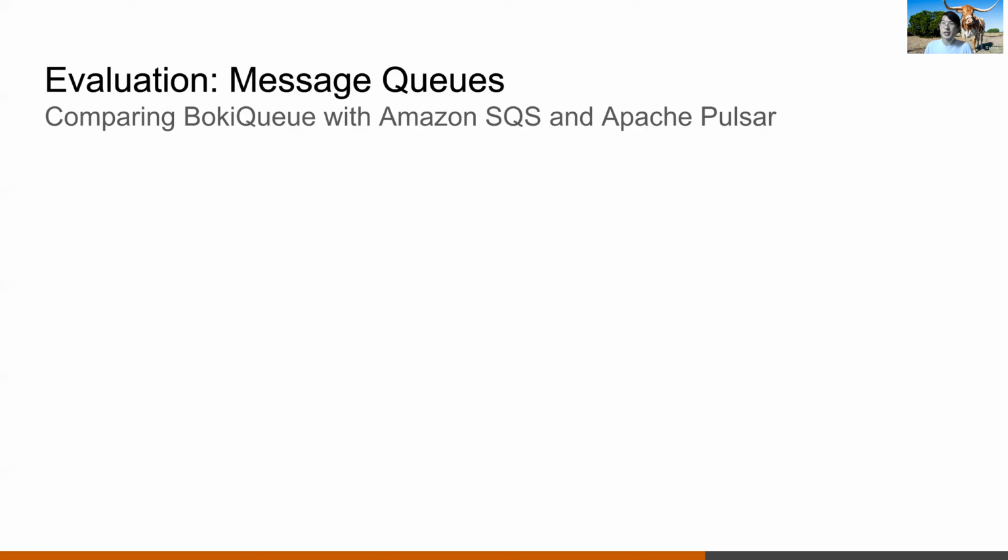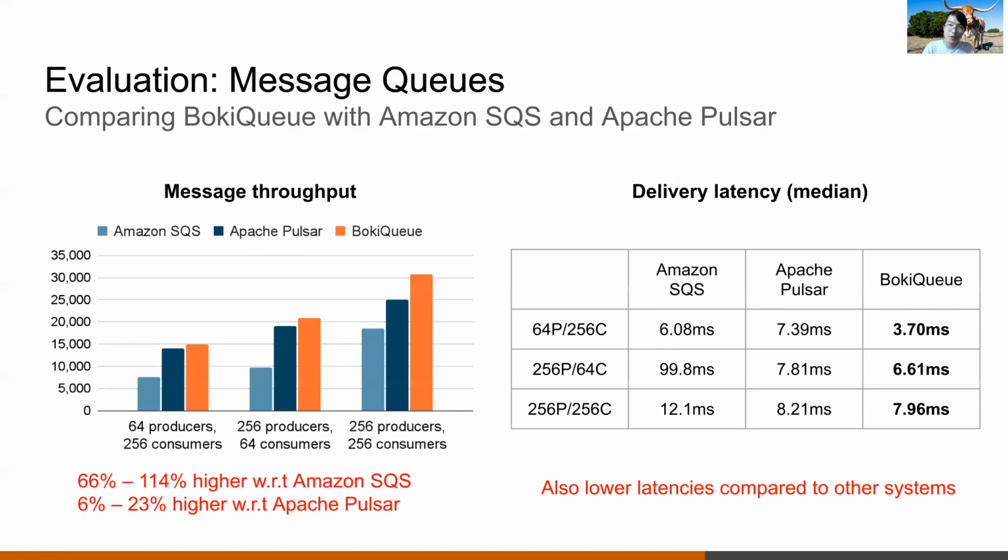Finally, we evaluate BokiQueue. We compare BokiQueue with Amazon Simple Queue Service and Apache Pulsar. We test various setups of producer and consumer functions. For message throughput, in every setup, BokiQueue has higher throughput. Also, for all the tested setups, BokiQueue has the lowest message delivery latencies.